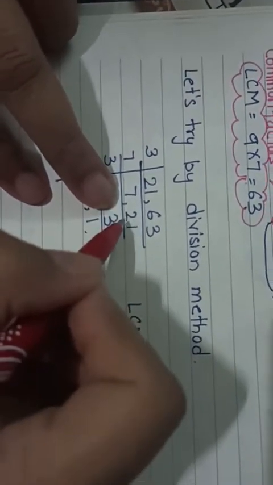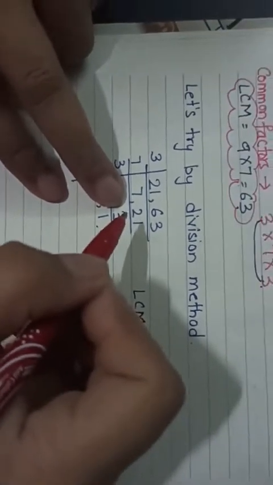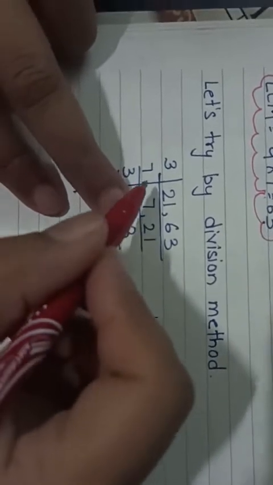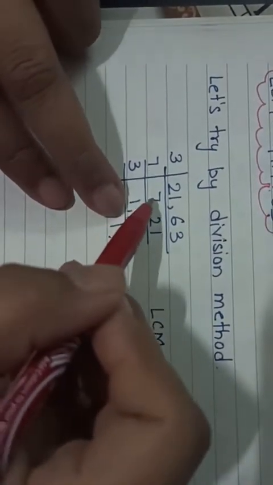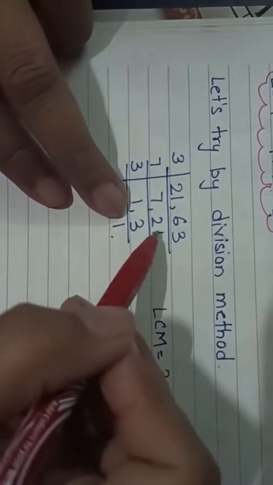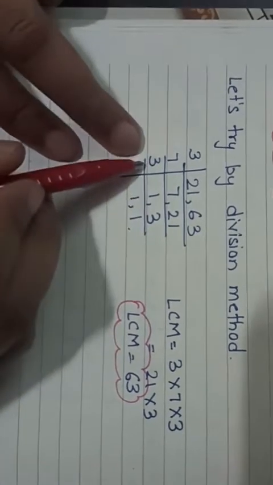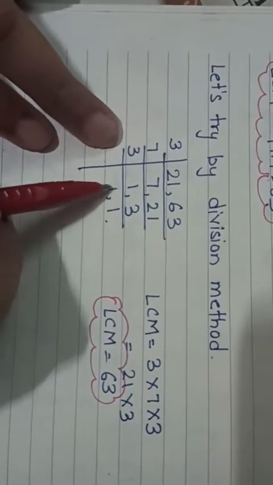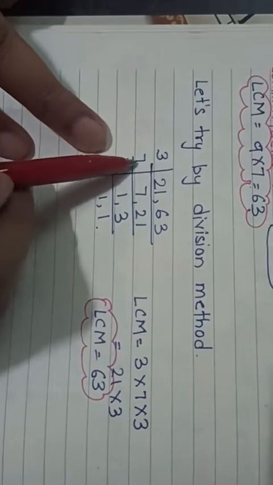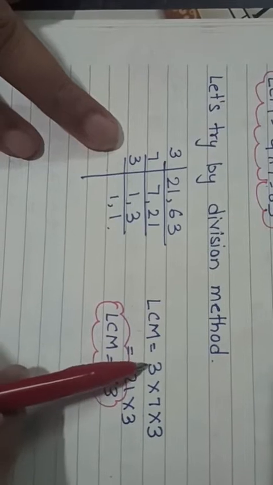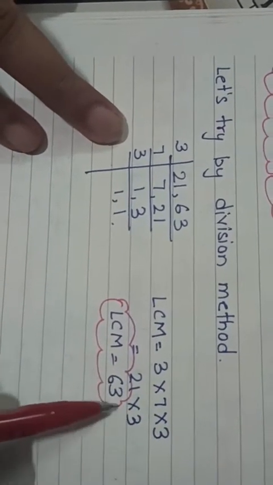Now 7 and 21, the moment I read it, I come to know that they come in the table of 7. So immediately we think of dividing it by 7. We are right. 7 1s are 7, 7 3s are 21. So we are left with 1 and 3. Now obviously we'll be dividing by 3. 3 1s are 3. So this 1 is copied down and 3 1s are 3. So the list is 3, 7, 3. LCM is 3 multiplied by 7 multiplied by 3, that is 21 into 3, 63.